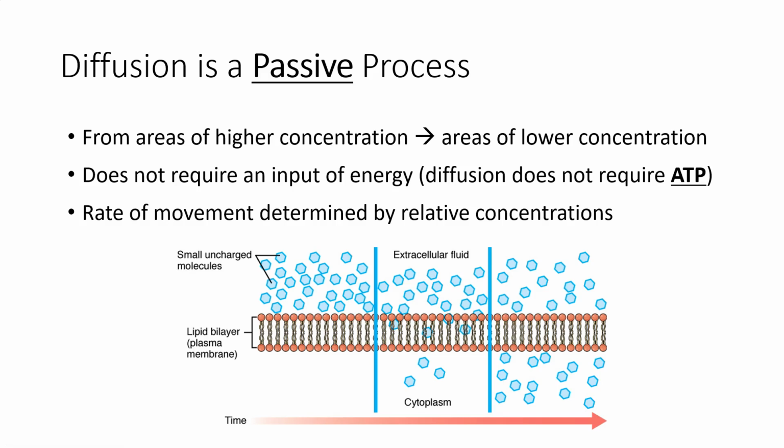So diffusion is a passive process. In diffusion, substances move from areas of high concentration to an area of lower concentration. We call diffusion passive because it's not active. It does not require an input of energy. So diffusion does not require ATP. In diffusion, how quickly things move, so that rate of movement, is determined by the relative concentration of substances on either side.